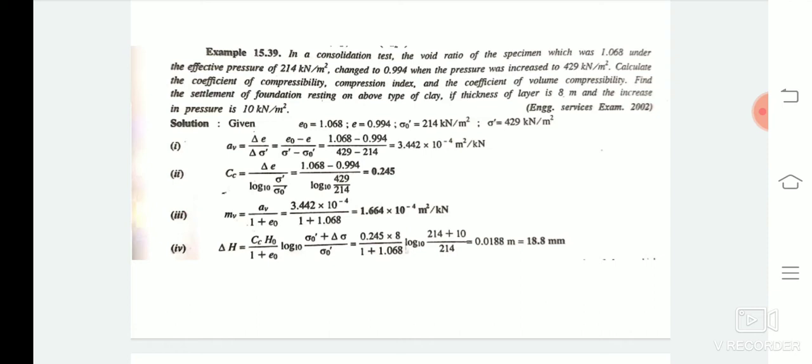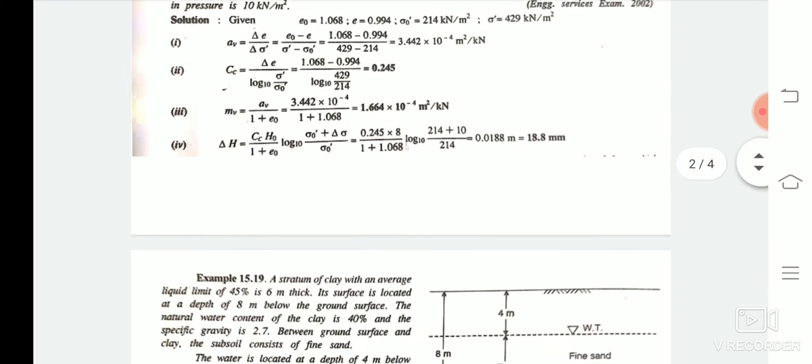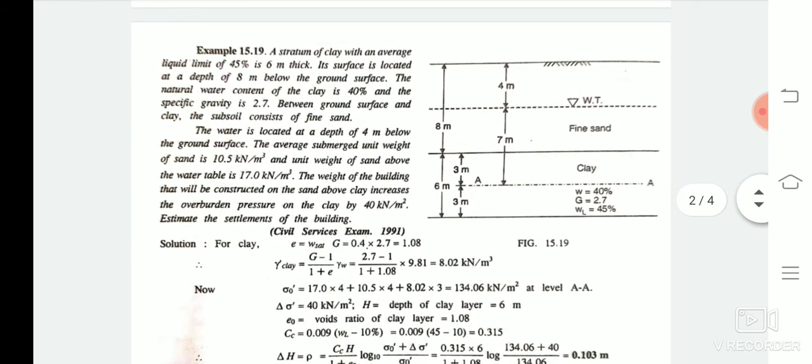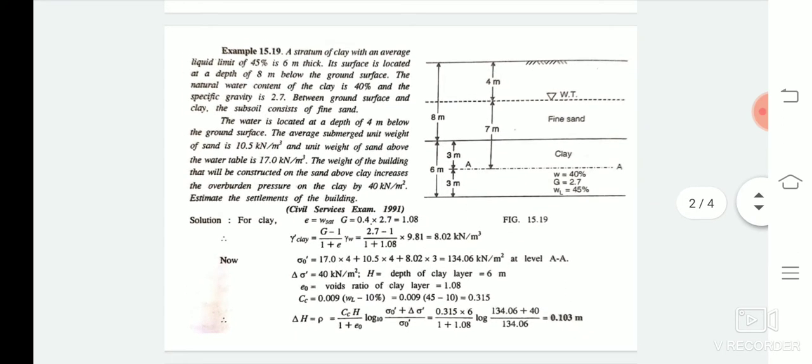So this is the very basic, first numerical related to consolidation. So let us go to the second numerical problem.